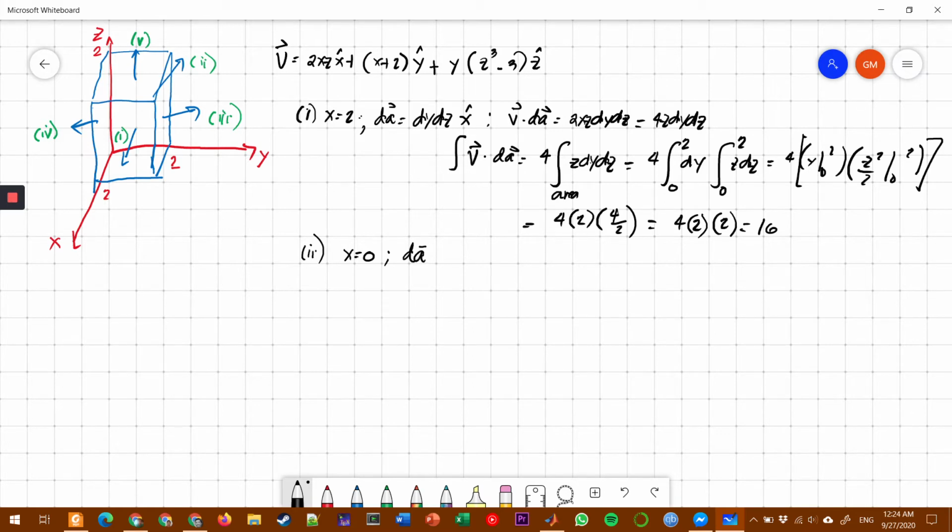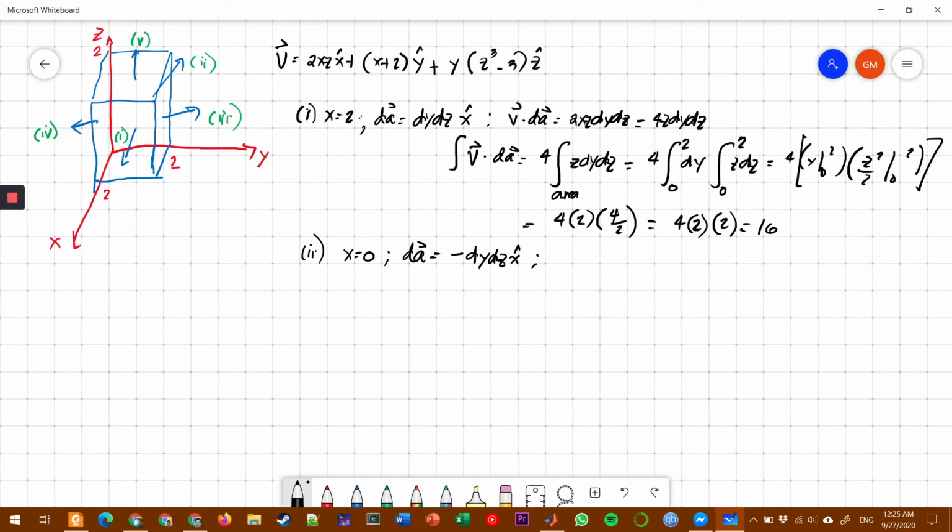However, its dA is still the same. You have dy dz, but the direction now is opposite, right? So instead of the positive x direction, it is the negative x direction. So this becomes negative dy dz. So this is y and then z. So that's the area, length times width. So dy dz, negative x hat. Okay? So we are on the right track.